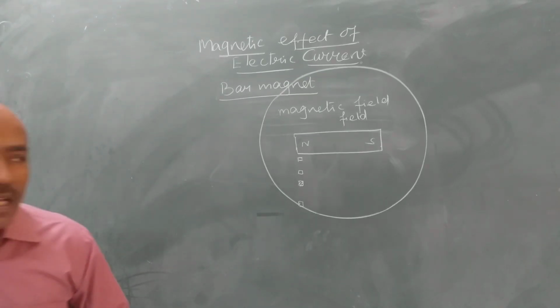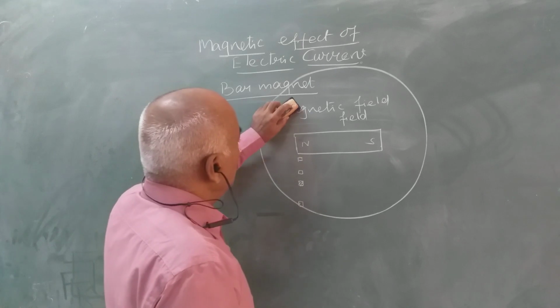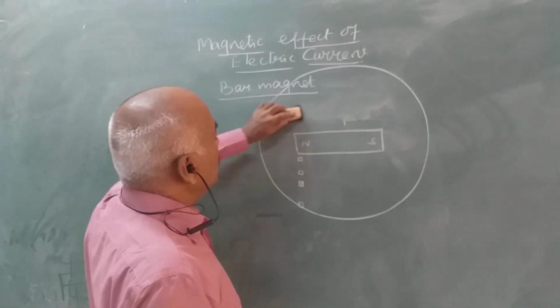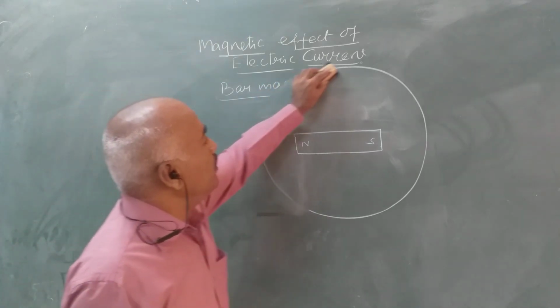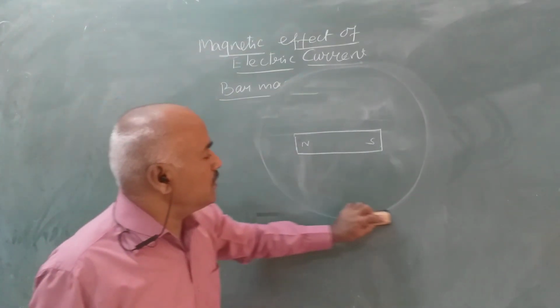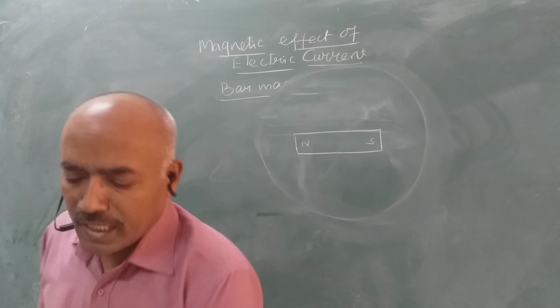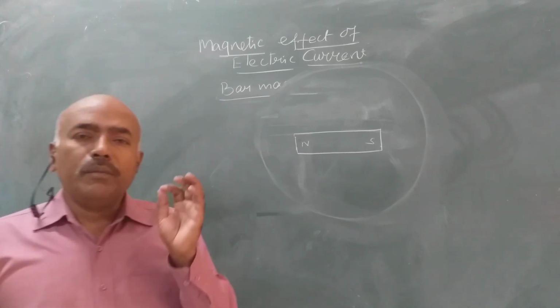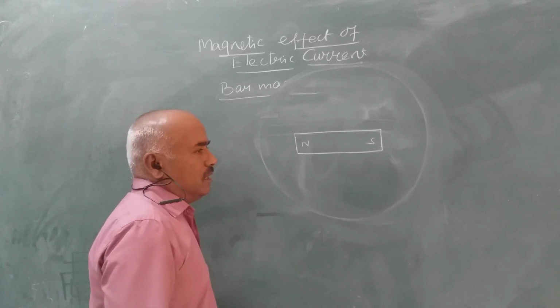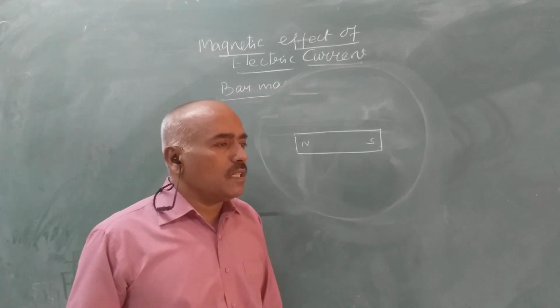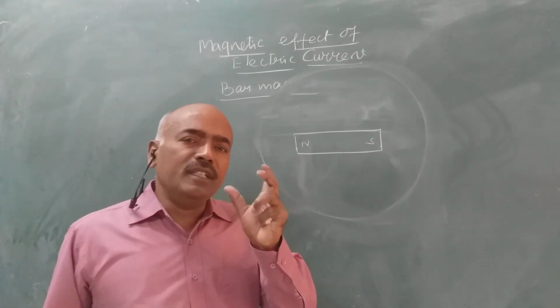Right. Now let us start to draw a magnetic field line around this bar magnet. For this, to draw the magnetic field line, what is required? A compass needle is required, a magnetic compass needle. In the earlier classes also, you have seen this compass needle.